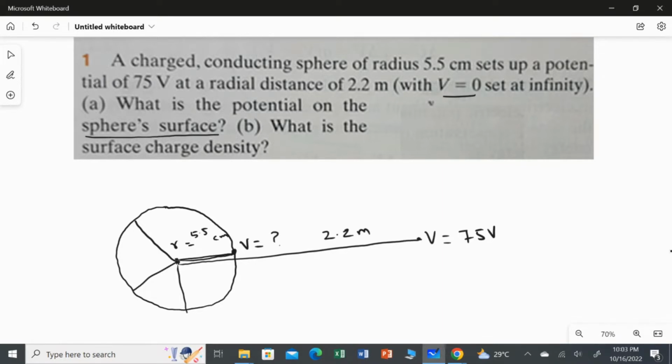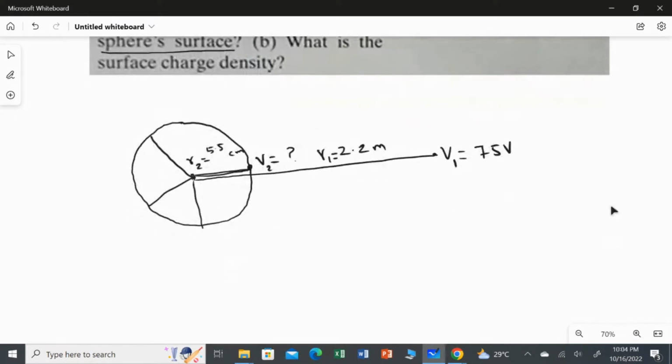For this, I'm going to give names. At a distance of 2.2 meter, the potential is 75. I'm going to take that potential as V1, and this distance is R1. Likewise, here the distance for potential V2 is exactly 5.5 centimeter. So I'm going to call this R2, because here the radius is the distance. Understand? So we have the V1 value, the R1 value, and the R2 value, and we are going to find the value of V2.